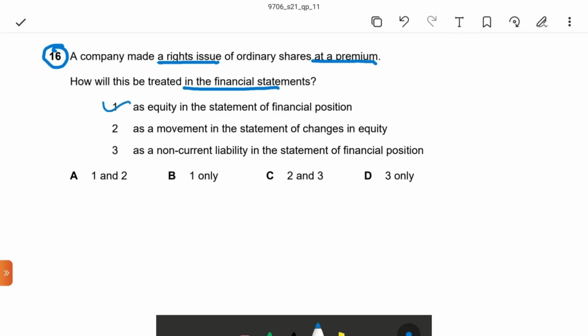Second, as a movement in the statement of changes in equity. Equity means the capital fund of the company. So when there is a premium, the premium amount will increase. So there will be a change in the equity. So the second option is also correct.